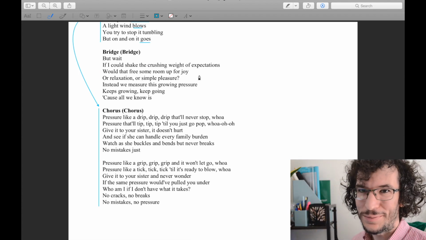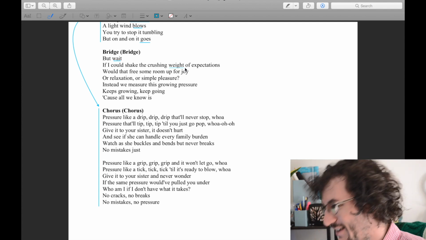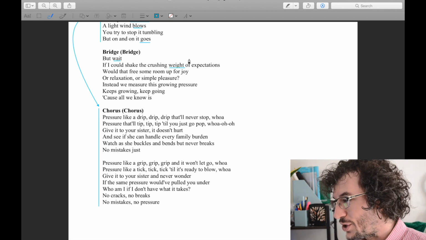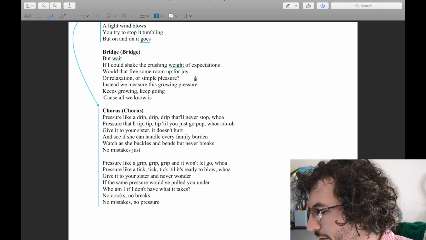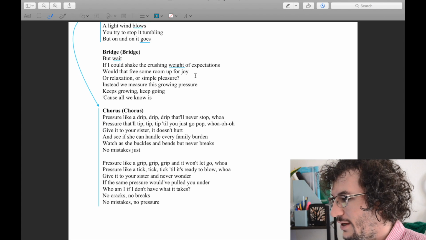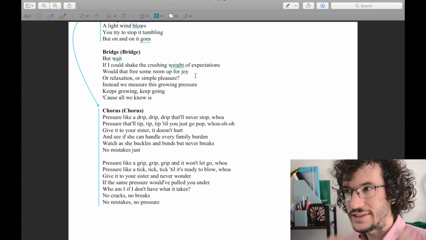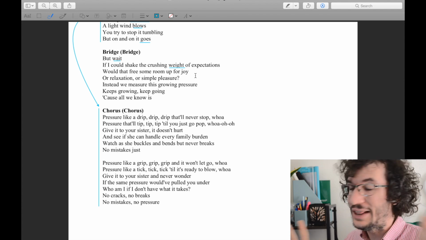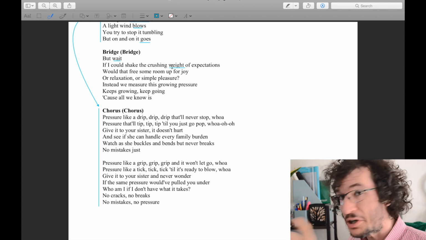There's some cool wordplay here: "but wait, if I could shake the crushing weight of expectations." That's a nice way to have the same word but completely different meanings, right? Even different spellings here. The other thing that's cool about this section is she's talking about being free from the weight of expectations, right? Just having this more sense of freedom. And the rhyme structures are completely free here. We have some things that help get that structure that we're looking for.